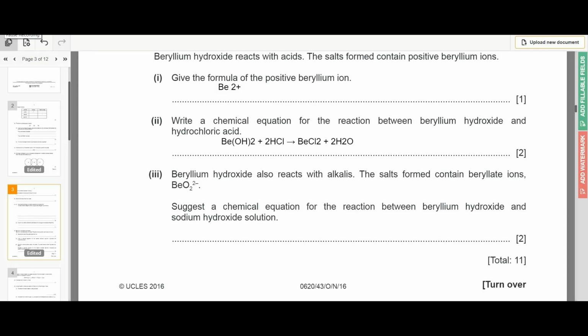Now we already know that beryllium hydroxide is amphoteric. Okay, and amphoteric oxides can be acidic or basic, depending on whether the other reactant is an acid or a base. For this part of the question, you can see sodium hydroxide is the other reactant, and we already know that sodium hydroxide is a base. This means in this reaction, beryllium hydroxide is behaving as an acid. Again, it's a neutralization reaction. We'll get 2 products, the salt and water.